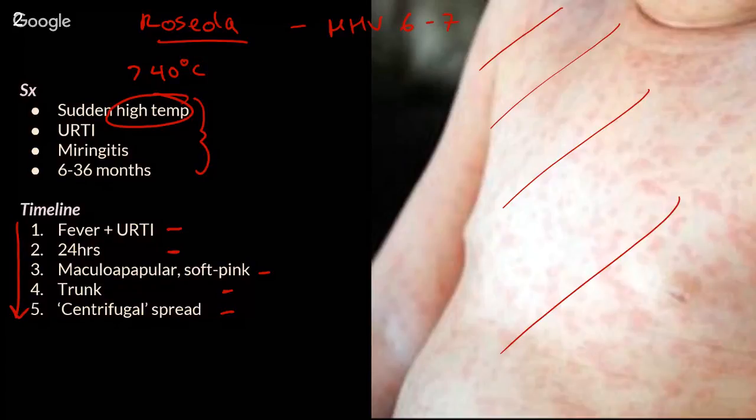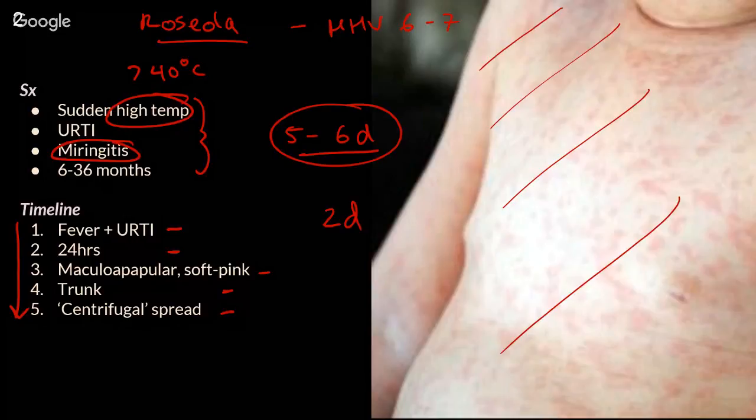HHV6/7. Okay. So usually incubation periods of 5 to 6 days. High fever is an important part. Most common complication is having myringitis. So what the MCQ might say, or the OSCE will say, is that the child is pulling at their ears and they appear irritable. And it usually resolves, so after the incubation period, it resolves usually within 2 days.